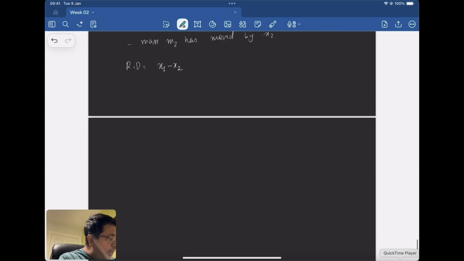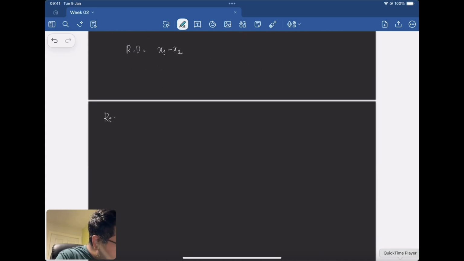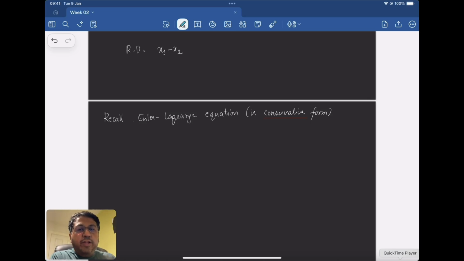So let's recall our Euler-Lagrange equation, in conservative form. Why are we using the conservative form? Because we assume, one, that the surface is frictionless. Second, we assume there's no dissipation and no damping, so automatically there are no dissipative effects. There are no external forces acting here. That means the whole system is conservative.